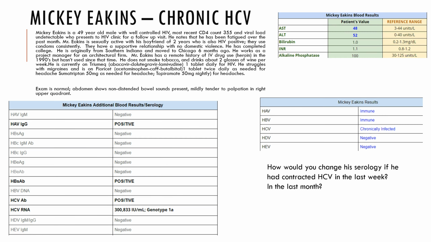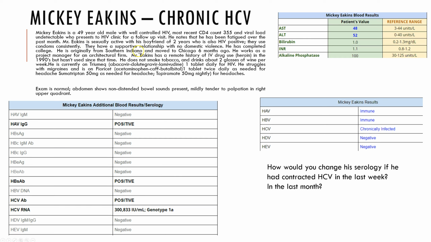All right, the other patient we had was Mikey Eakins, and he was kind of the star of the show with this one. He's a 49-year-old male with well-controlled HIV. His most recent CD4 count was 355, and viral load was undetectable. He is sexually active. He has a boyfriend of 2 years who's also HIV positive, but they use condoms.